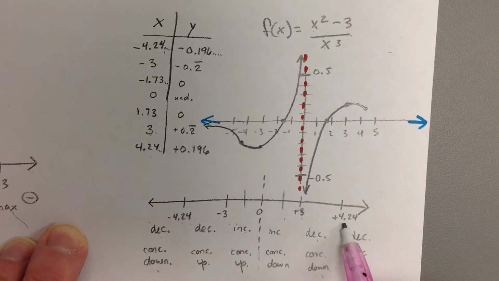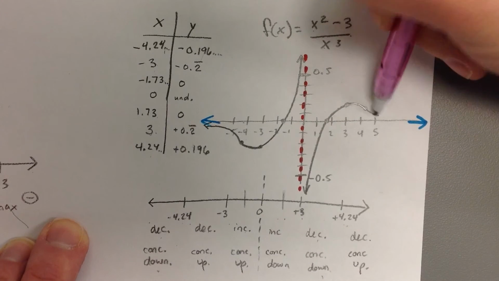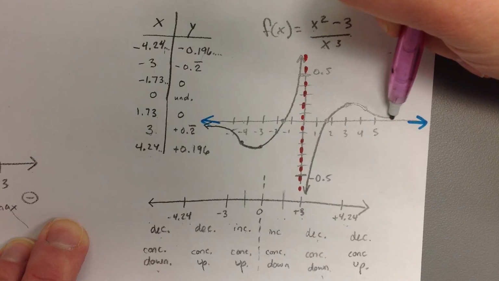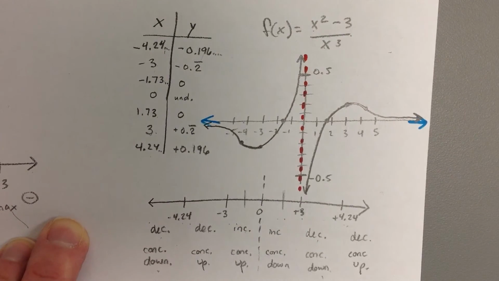And last, beyond 4.24, I am decreasing, but now I'm concave up. So I'm going to do something like this. Ever so slightly concave up, and I go all the way out to infinity, flattening off at 0. And that is my function.